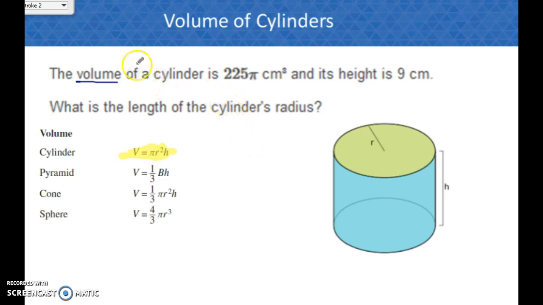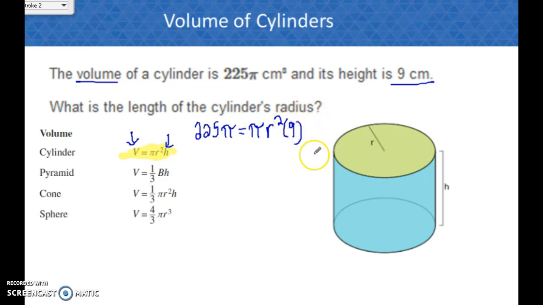So we're just going to substitute in what we know. We know the volume is 225 pi, so I'm going to plug that in for V. Then we have pi times radius squared. We don't know the radius yet. That's actually what we're trying to solve for. So I'm just going to leave that as r squared. But we do know that the height is 9. So I'm going to plug that in for h.